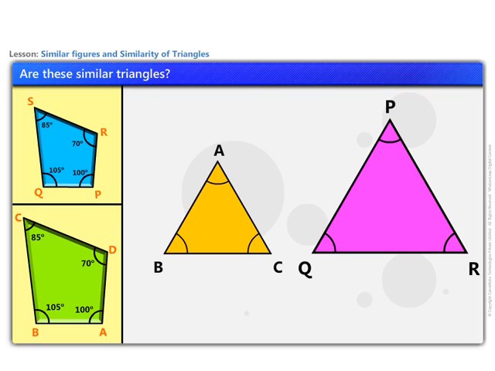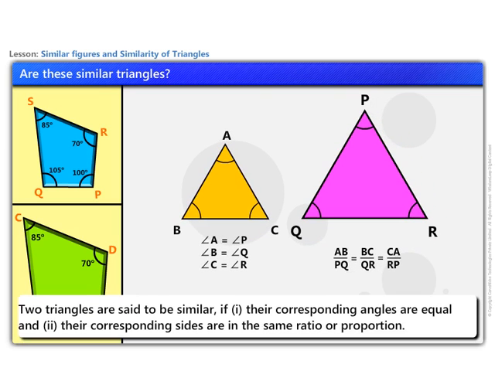That is, corresponding angles are the same. So, angle A is equal to angle P, angle B is equal to angle Q, and angle C is equal to angle R. Corresponding sides are in the same proportion. In two similar triangles ABC and PQR, AB by PQ is equal to BC by QR, which is equal to CA by RP. Thus, we can state that two triangles are said to be similar if the corresponding angles are equal and the corresponding sides are in the same ratio or proportion.